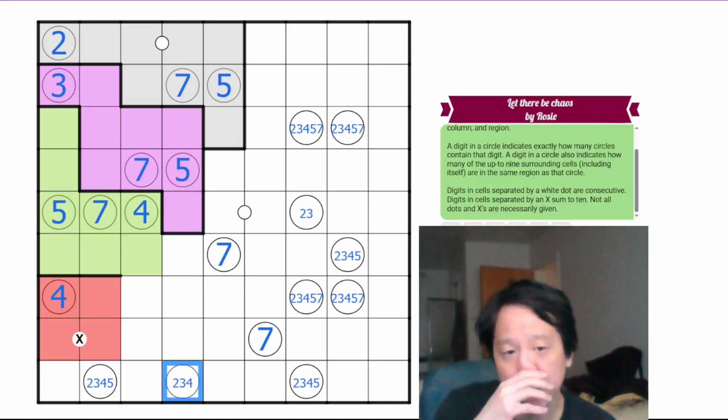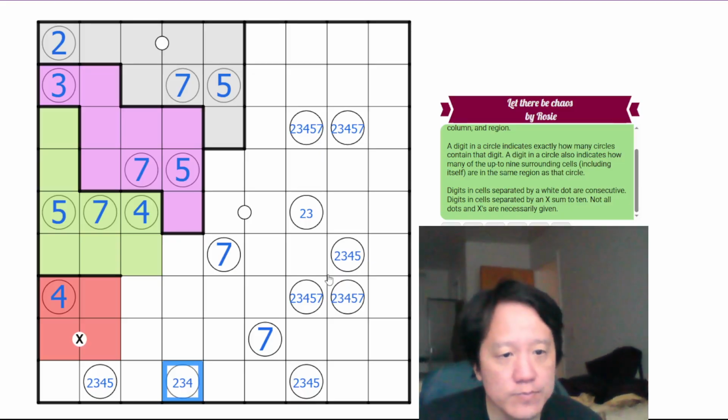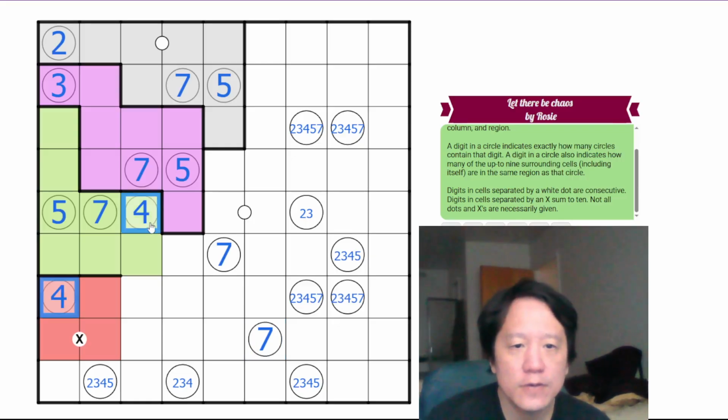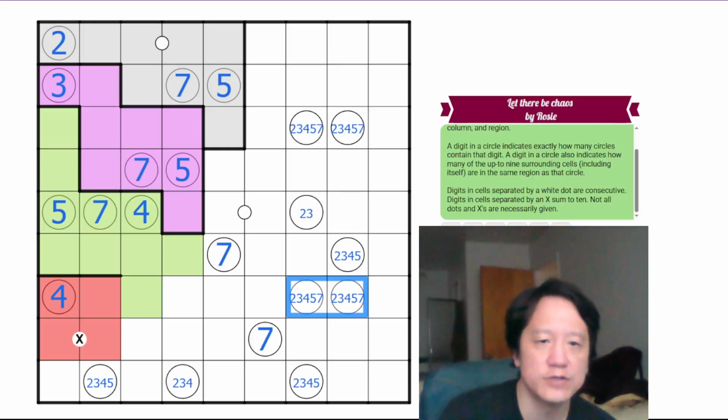So no 5 there. Technically, this could be 4. Still. This has 7 cells that are part. So one of these is green. We're not sure which. This is 4. That eliminates 4 in the rest of the row.